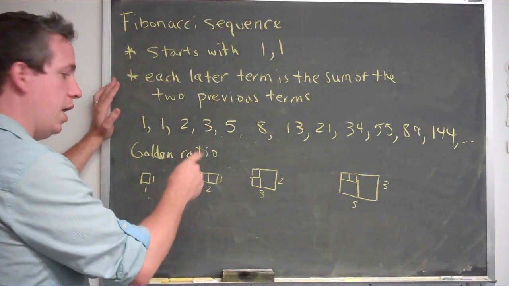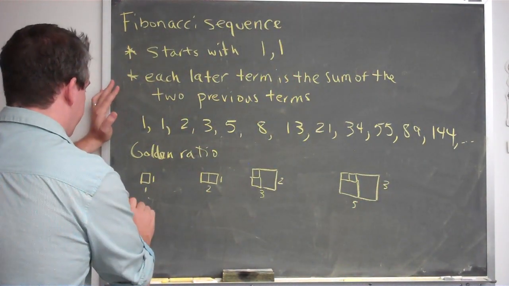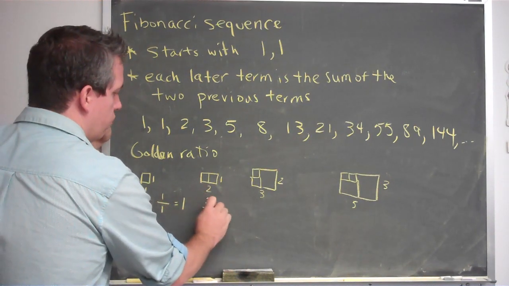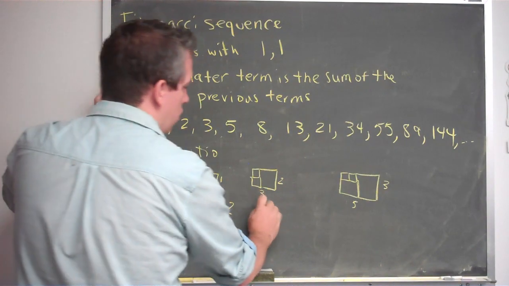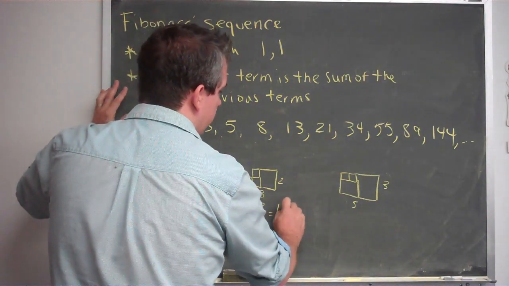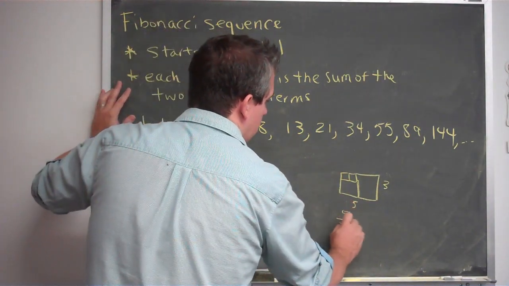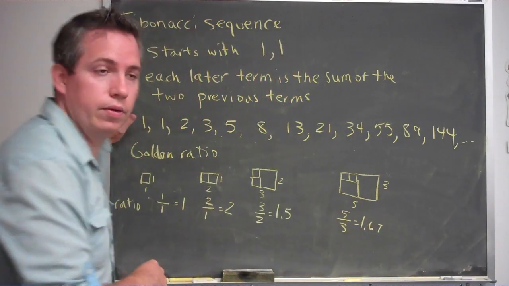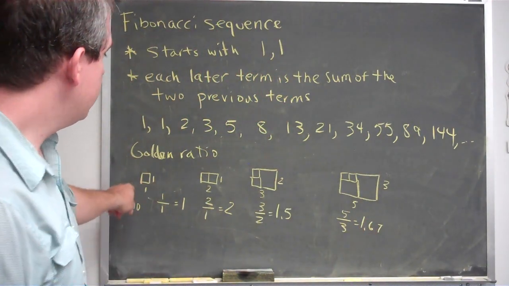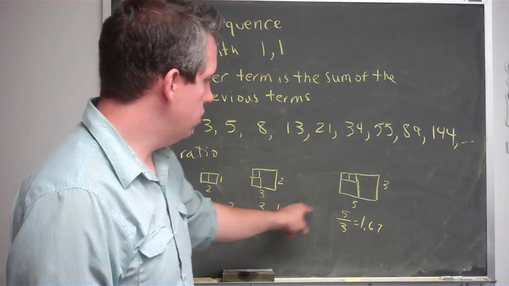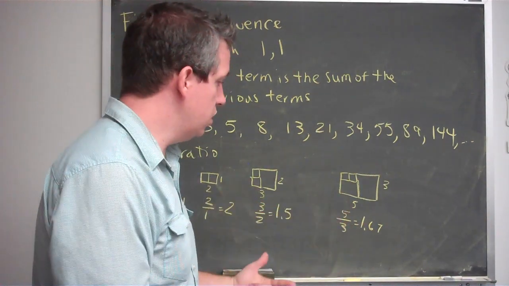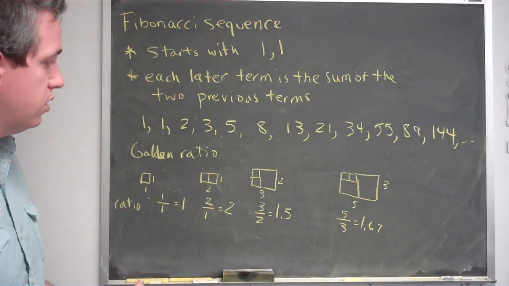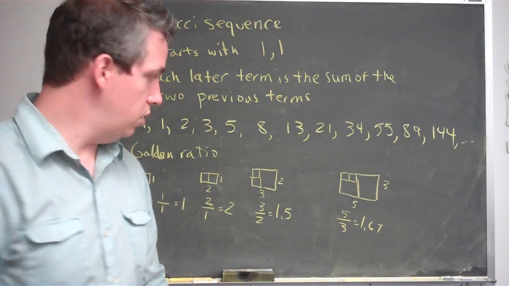So I'm going to take the ratios. 1 over 1 equals 1, 2 over 1 equals 2, 3 over 2 equals 1.5, and 5 over 3 is equal to 1.6 repeating, or 1.67 if you want to round it. So what ends up happening is I start to get these different ratios. Now these different ratios are going to get closer and closer to a particular ratio, and that ratio it gets closer to is going to be the golden ratio.